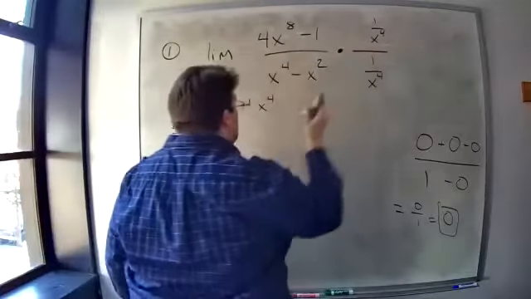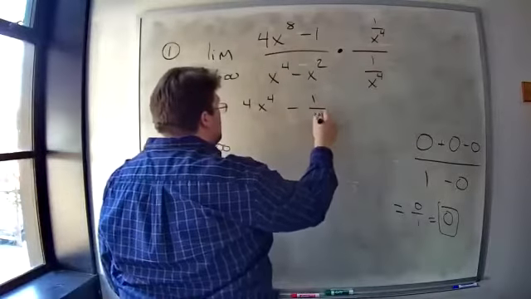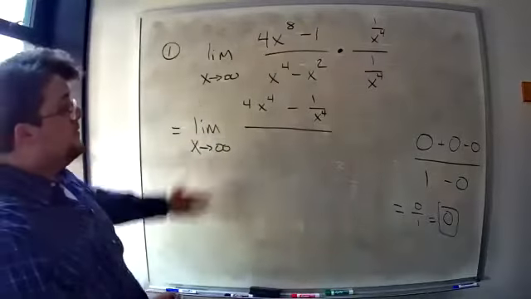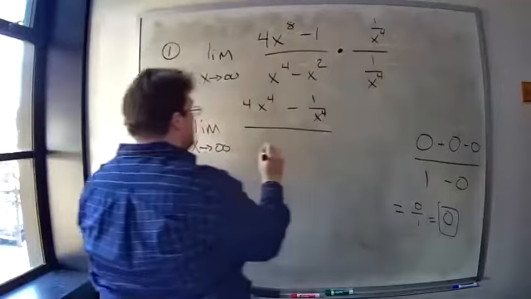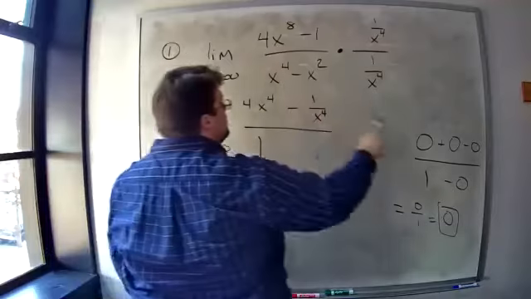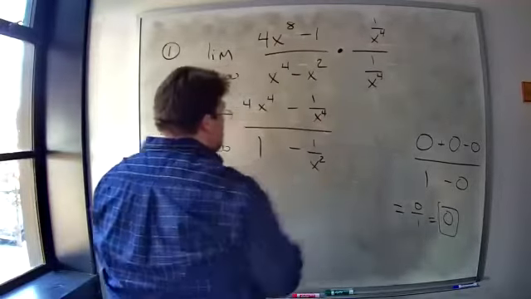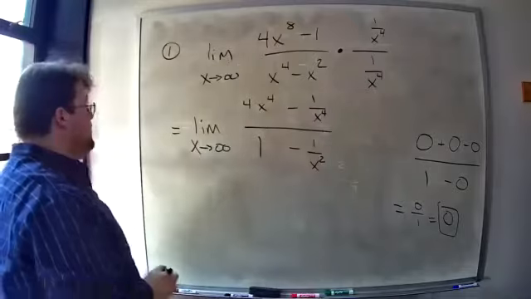Next, negative 1 over x to the 4th is just negative 1 over x to the 4th. That doesn't reduce. And in the bottom, x to the 4th over x to the 4th is 1. And negative x squared over x to the 4th, 2 x's will cancel. So we get negative 1 over x squared.